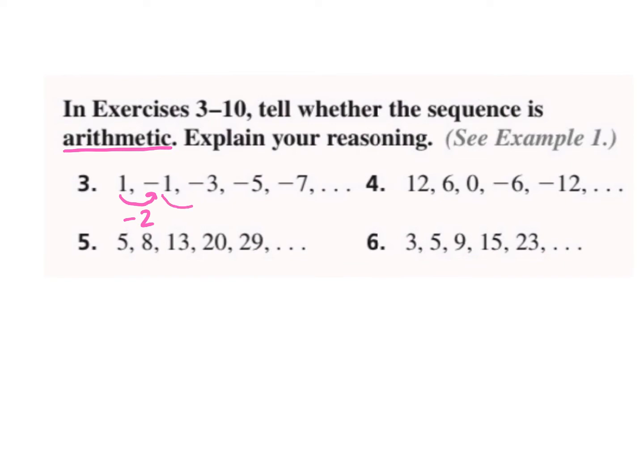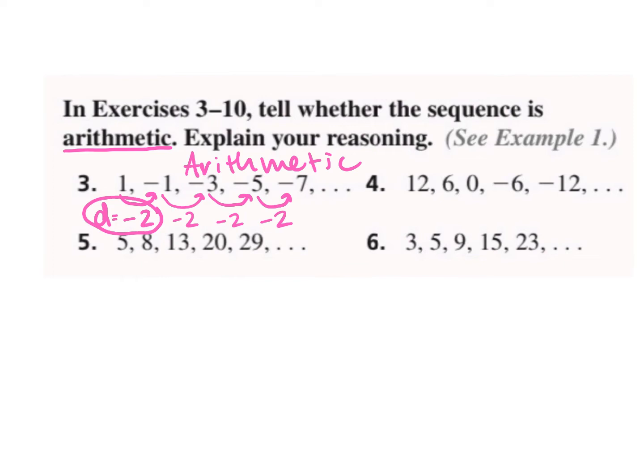So if I add negative 2 to get from negative 1 to negative 3, does that make sense? I can subtract 2 again. What's negative 1 minus 2? Negative 3, so it makes sense there. What's negative 3 minus 2? Negative 5, and negative 5 minus 2? Negative 7. Since I have a common difference for each term, and they're all the same, this would be arithmetic. And my common difference, which is d, would be negative 2. That's what I'm adding to get from one number to the next.